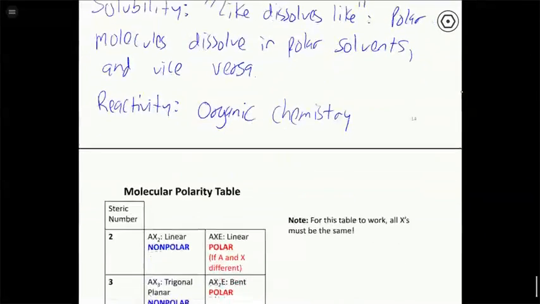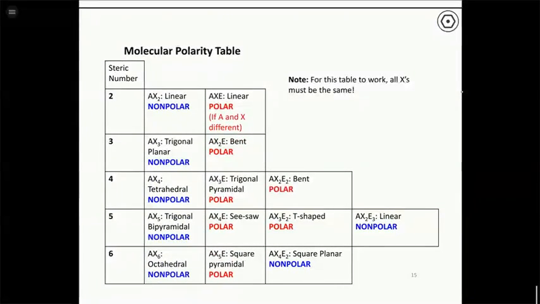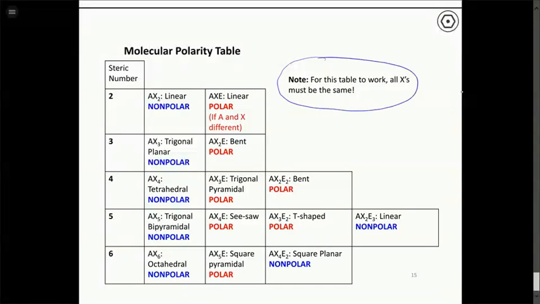The last thing, which I'm not going to write anything on, is a table to help you out. It's the AXE table that I had at the beginning, and now I've classified them all as either polar or nonpolar. I don't encourage you to memorize this, but try to understand it. Keep in mind that this only works for cases where all the X's are the same. If you have 2 different X outer atoms, it breaks down. But for a lot of cases, you can use this to help you predict.